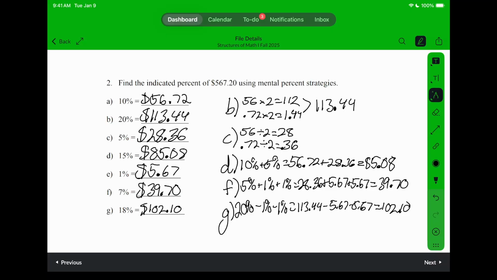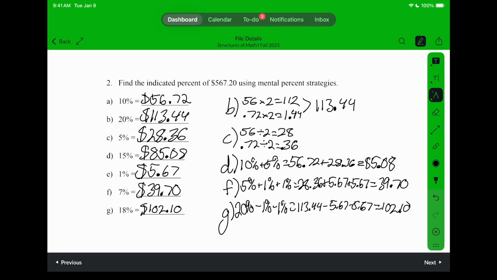And there you have it. From the base number, you can easily find 10% and 1%. Then by using those numbers, you can find the other percents. So we found 20% by doing 10% plus 10%, like doubling 10% gives you 20%. Cutting 10% in half or dividing 10% by 2 gives you 5%. 10% plus 5% is 15, or 20% minus 5% is again 15.